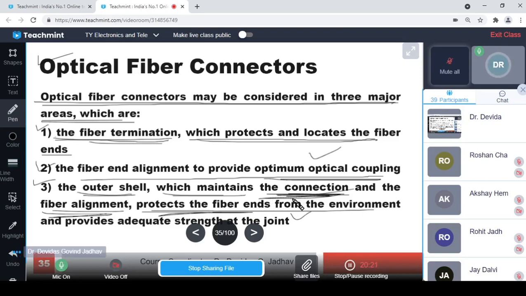So the outer shell of the connector is doing all these four duties. That is, one is connection, second is alignment, the third is protection of the ends, and fourth is providing adequate strength to the joint so that the joint will not break.